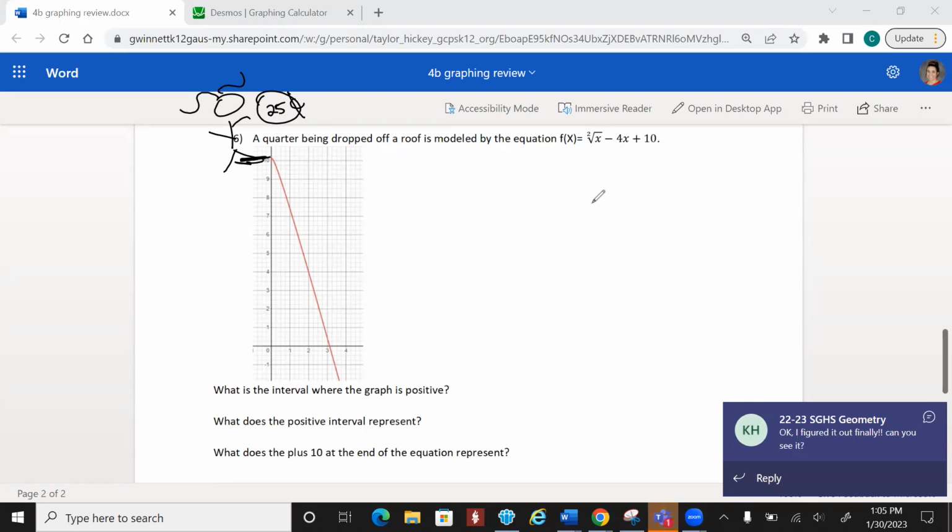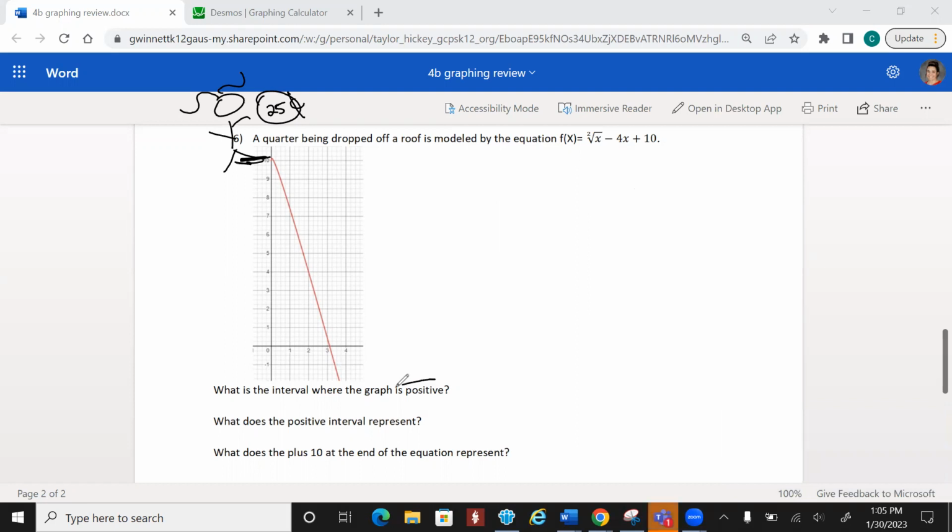First of all, define the word interval for me. What are they asking you for? What is an interval? Like a starting point and an ending point, right? Okay, so interval means a starting point and ending point. And then where is the graph positive? What is that saying? Above the x-axis, right? That's when my y values are positive. So again, they're asking for what time is the graph positive?